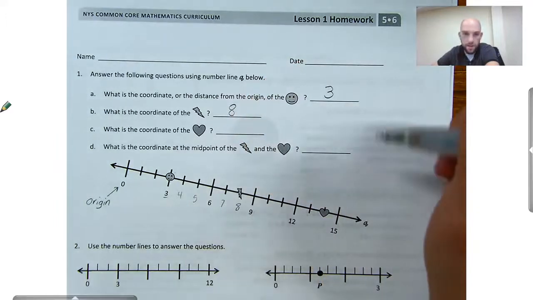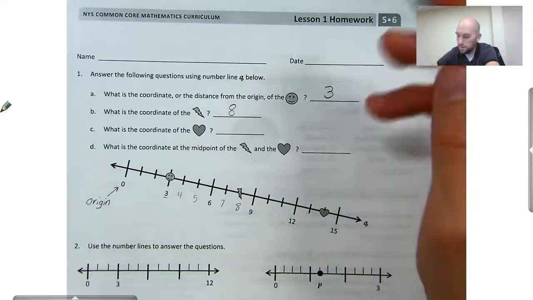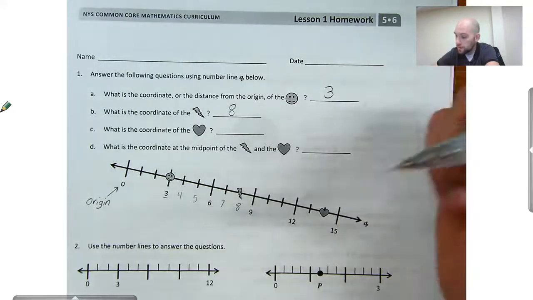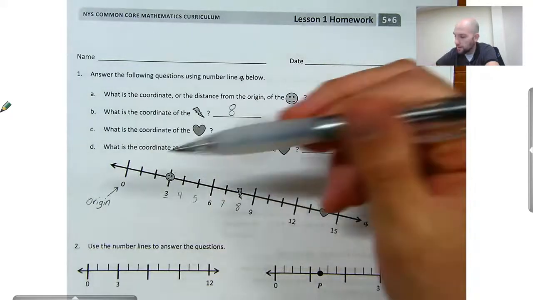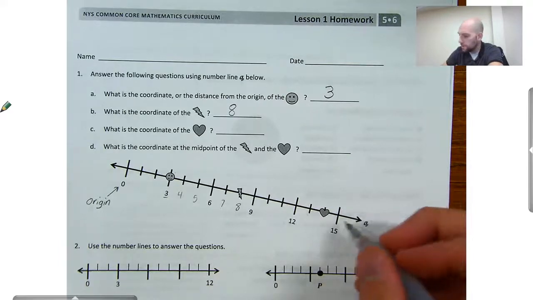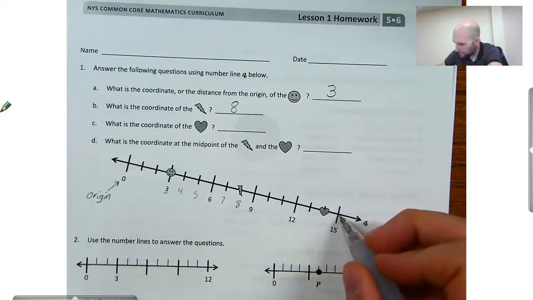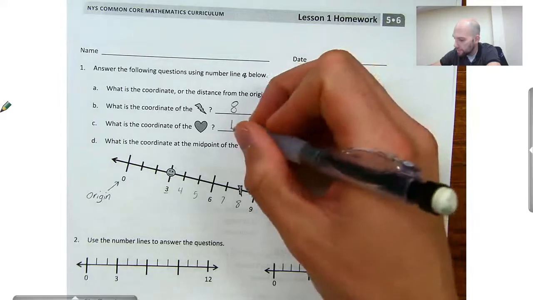Sometimes on a number line, it's not going to label every single number for us. This one has intervals of 3. So if we look at letter C, what is the coordinate of this heart right here? Well, without writing in all the numbers, we can look and see what's close to it, and we see that 15 is right here. Well, 1 back from 15 would be 14, because each one of these little things is 1. So the coordinate of the heart is 14.